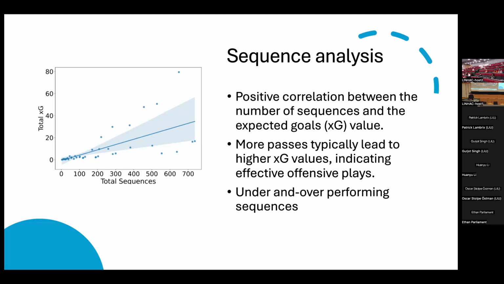There are also under and over performing sequences. This means that there are some sequences that happen a lot, but do not yield as high an expected goals value as one might expect. But on the other hand, there are also sequences with a high expected goal value that are not happening as much.